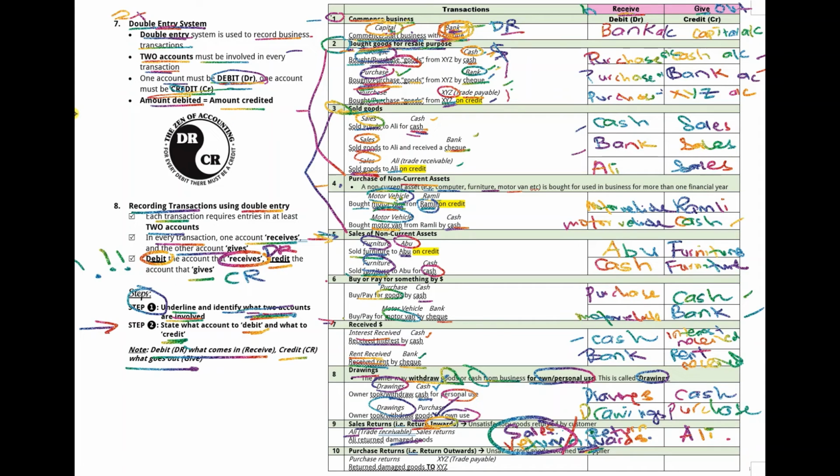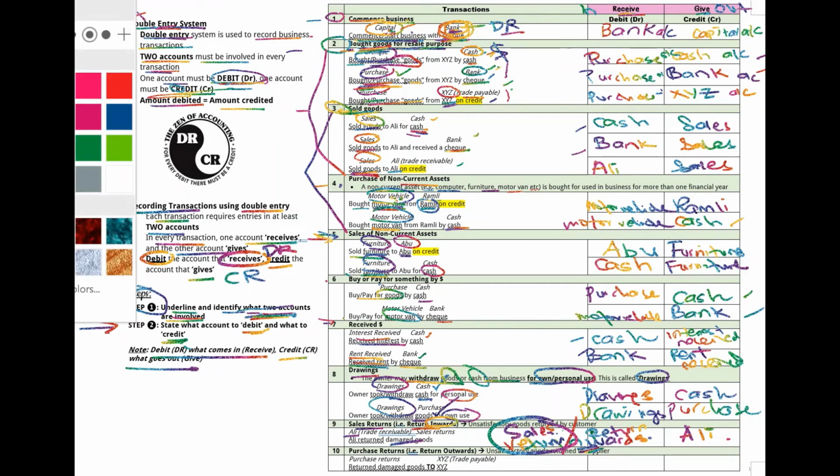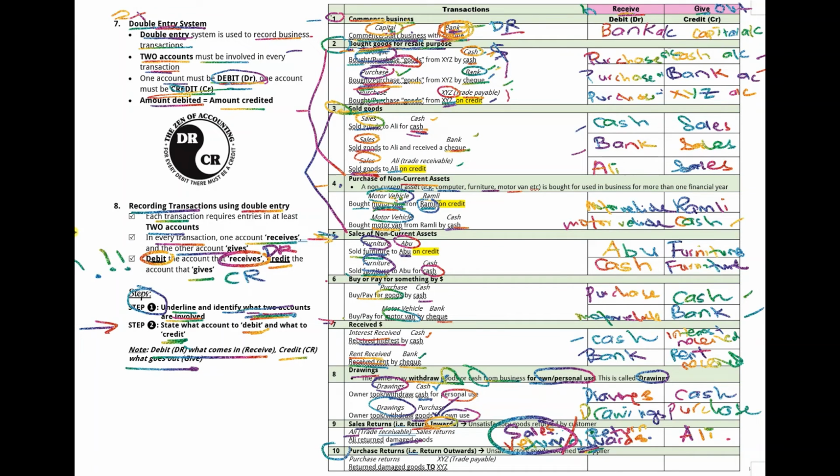So now we are going to go through the last one. Now this one, purchase return. Just now you were the seller, you sold the goods. Now you are the buyer. So this is you. You bought goods from this person.